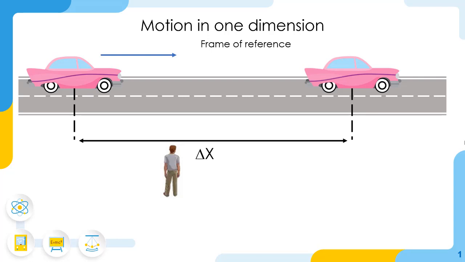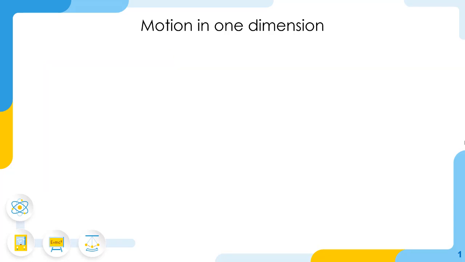So once we know the frame of reference that we are using, a key variable in studying motion in one dimension is displacement. Displacement, which we write as delta x, is the distance between the final position, x final, of the object and the initial position, x sub o. This value can be either positive or negative depending on the direction in which the object is moving.